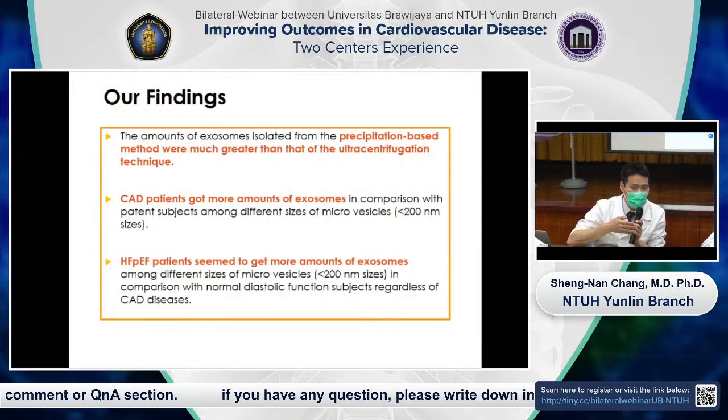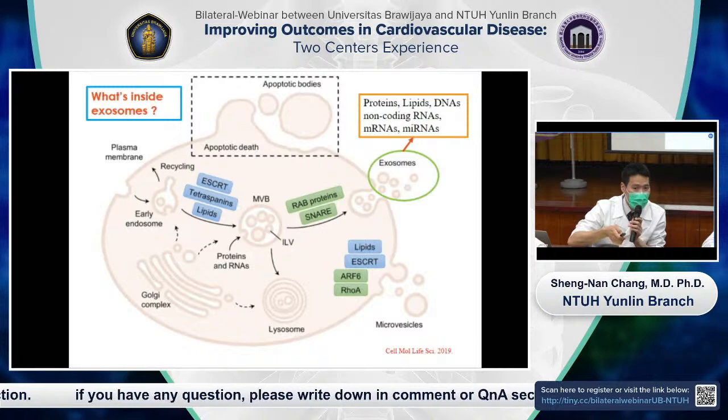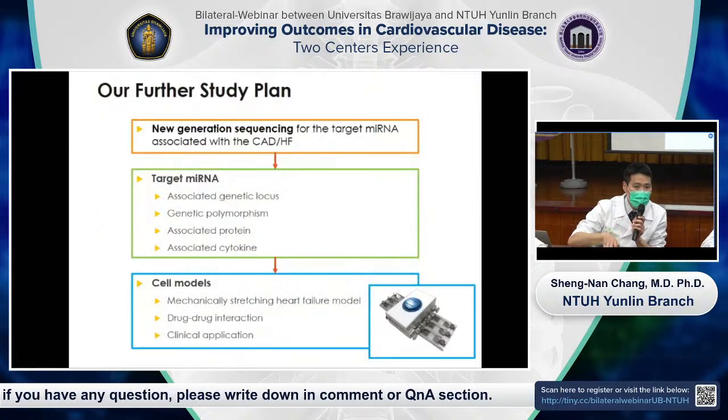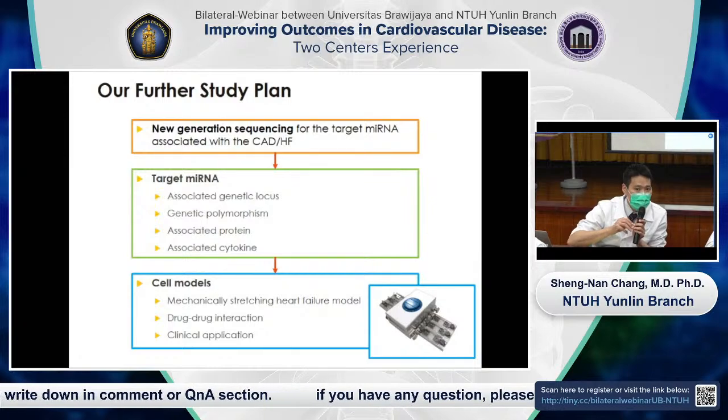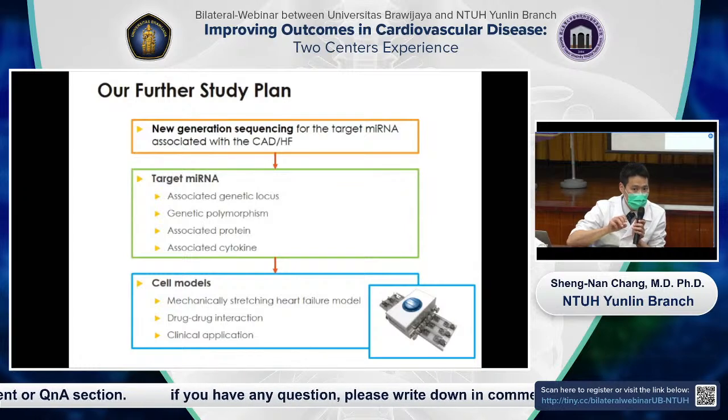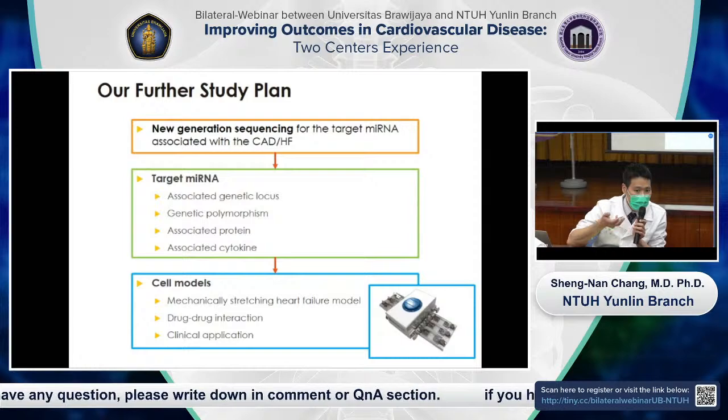So what will we perform next? Because basic research is for clinical application, we use next generation sequencing to find what's inside the exosome, especially microRNA. By finding specific microRNA, we can find the genetic locus and the genetic polymorphism. After that, we will set up a cell model. By a mechanical stretching cell model, we can establish a heart failure model, and we can study drug-drug interaction for clinical application.